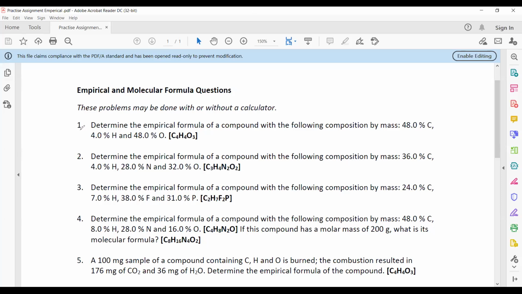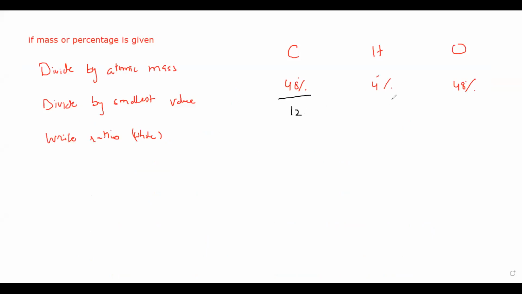And this is the first question we are doing. So first step, divide by atomic mass. So this will be divided by 12, this will be divided by 1, and this will be divided by 16. So 48 divided by 12 is equal to 4. 4 divided by 1 is equal to 4. And 48 divided by 16 is equal to 3. So that is step 1.